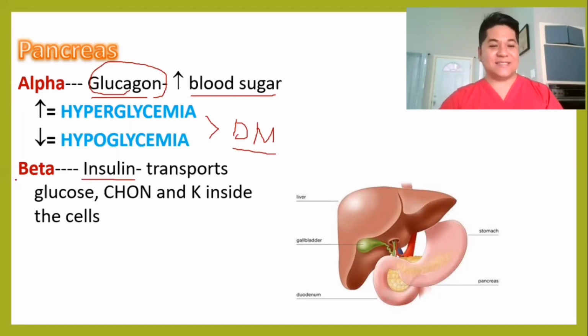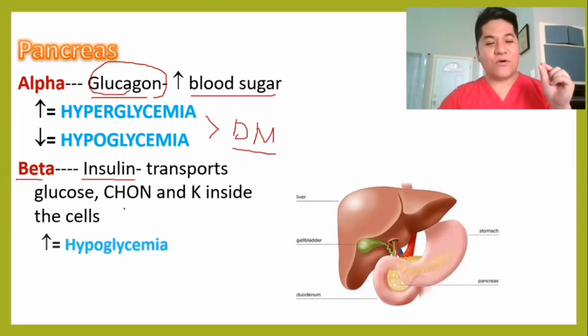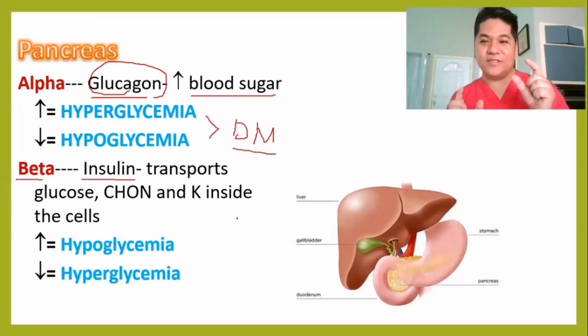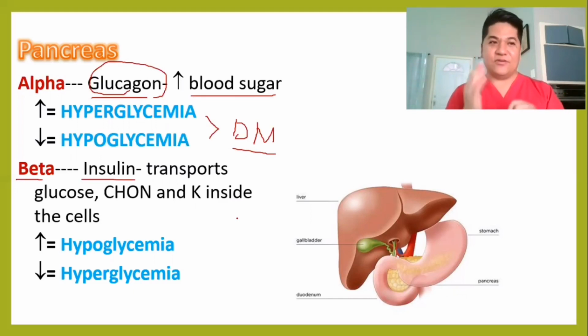Now, the beta cells will secrete this hormone called insulin. Now, how important is your insulin? Insulin is like a precursor or energy pusher, so that the glucose or the sugar will go inside the cell. So without the insulin, your glucose stays in the blood, and that will lead to hyperglycemia. So if there is no insulin produced by the beta cells, or there is a resistance to the insulin, therefore you would have hyperglycemia.